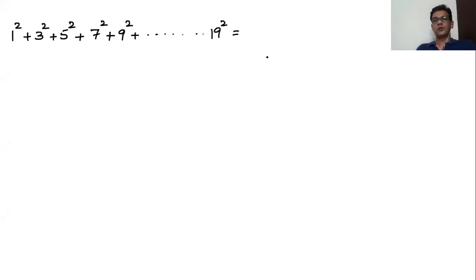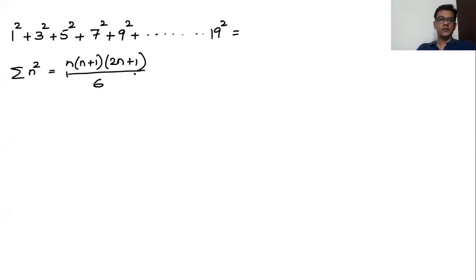Okay, so now let me give one more question. The question here is 1 square plus 3 square plus 5 square plus 7 square plus 9 square, all the way till 19 square. I want to know what is the sum. Now remember, we studied that the sum of squares of n natural numbers is given as n into n plus 1 into 2n plus 1 divided by 6. I hope you remember we studied this.